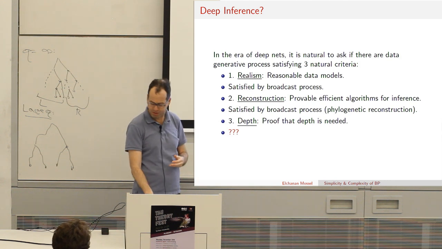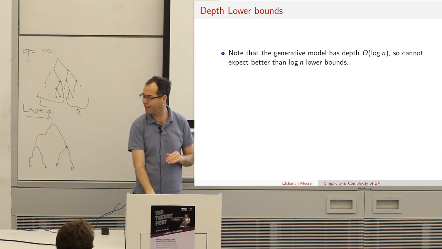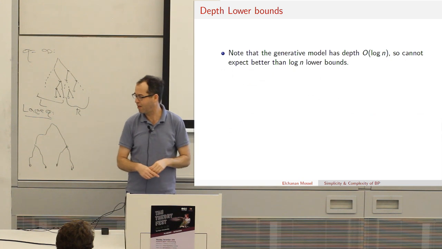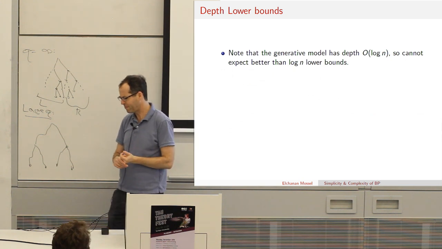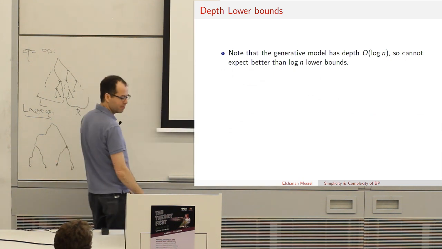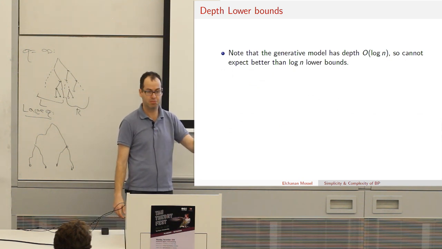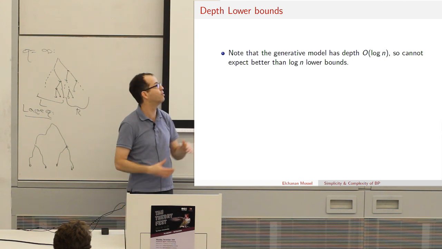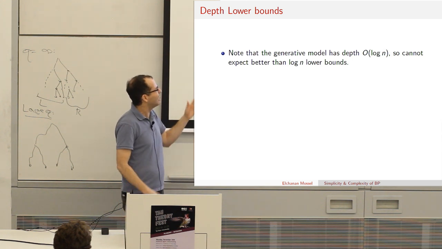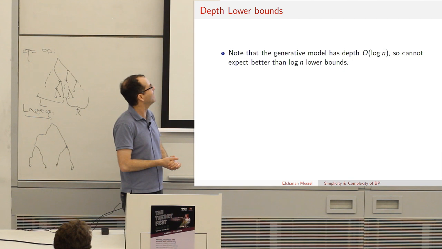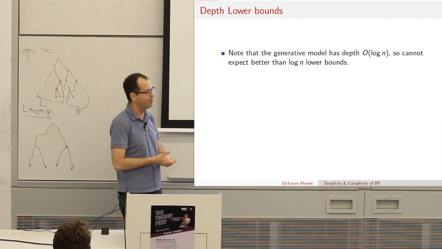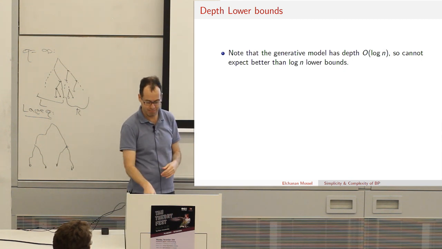Okay, so what we're going to talk about now is my one slide about deep inference. We're going to talk about depth lower bounds. And maybe I should say what n is. I didn't say: n is going to be the number of leaves. The tree is going to grow exponentially. The generative model has depth order log n, so we cannot expect better than order log n lower bounds in terms of depth, right? That's the best that we can hope for.